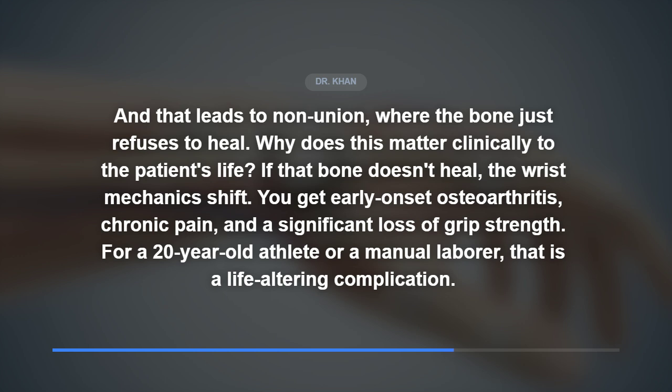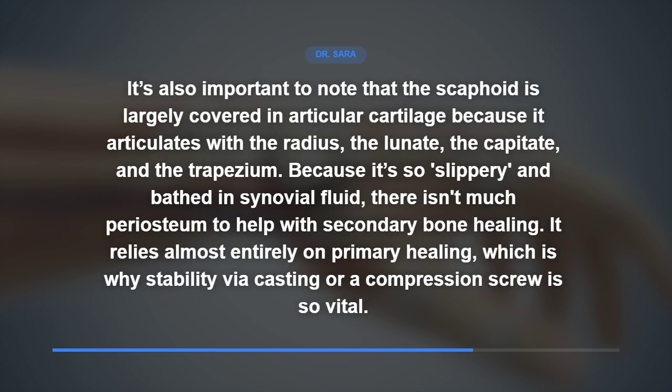Why does this matter clinically to the patient's life? If that bone doesn't heal, the wrist mechanics shift. You get early onset osteoarthritis, chronic pain, and a significant loss of grip strength. For a 20-year-old athlete or a manual laborer, that is a life-altering complication.